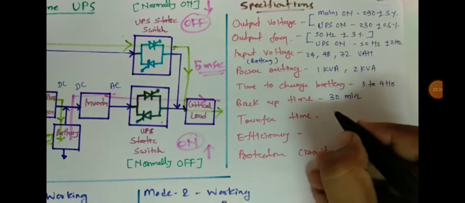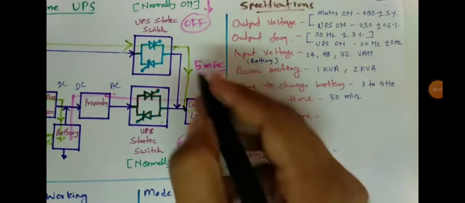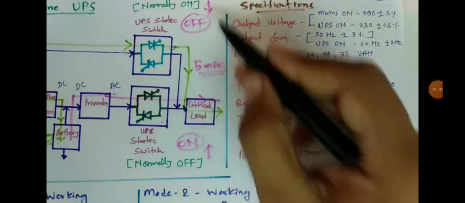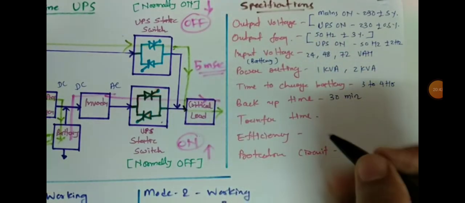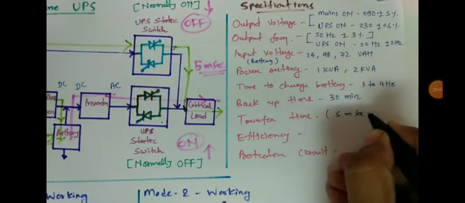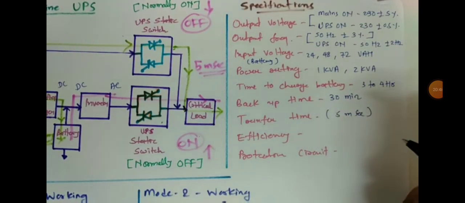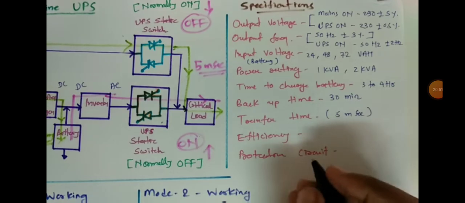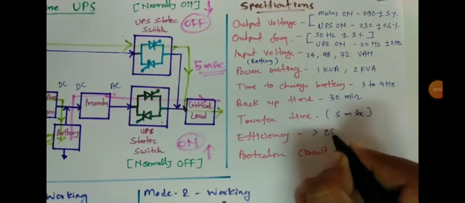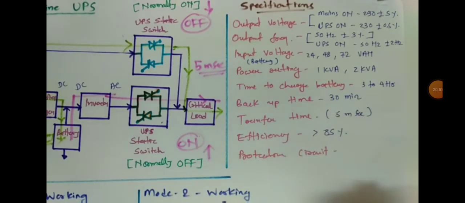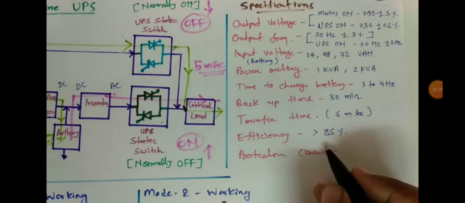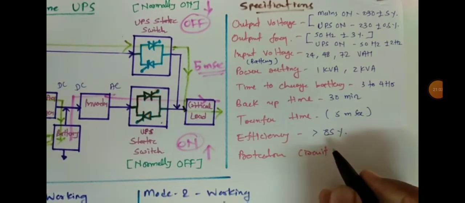Transfer time to have the static switch change, like normally on to off and normally off to on, is 5 milliseconds. These UPS are available with an efficiency of greater than 85%.